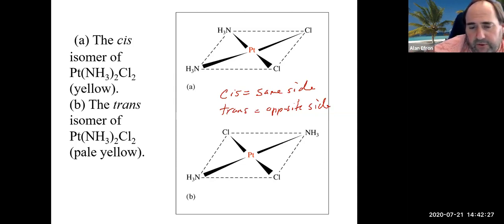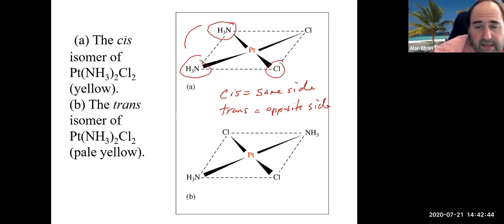When we talk about this square planar geometry, we're talking about the groups being on the same side of the plane as opposed to opposite sides. So for example, if we look at NH3 and NH3, they're on the same side, right? You can even look at the Cl and the Cl. They're on the same side of the plane, basically, of the bonds. And that is what makes this the cis isomer in that case.